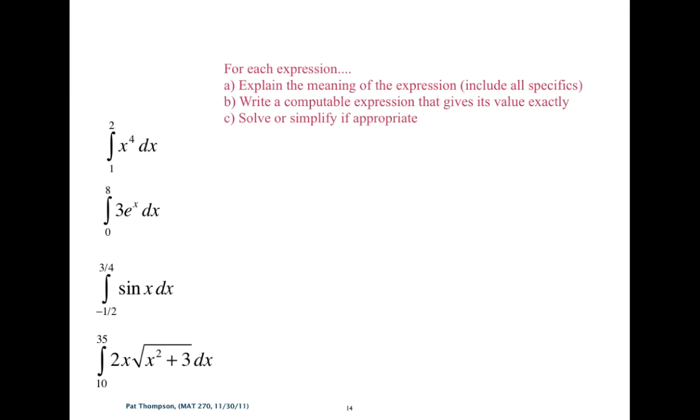So let's just do this first one. Do it with the person next to you. Do A, B, and C. A is explain the meaning of the expression. Include all these specifics based on what we've done in the last two class periods. What is the whole meaning of that thing? And then write a computable expression that gives its value exactly, and we won't even do C. So let's just work on A and B, and we'll be done. This I want you to work on in recitation. You can just write those down.